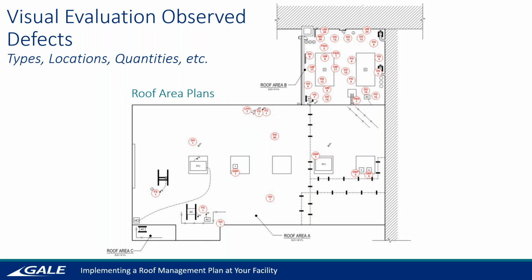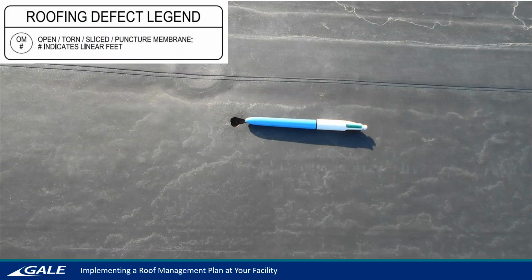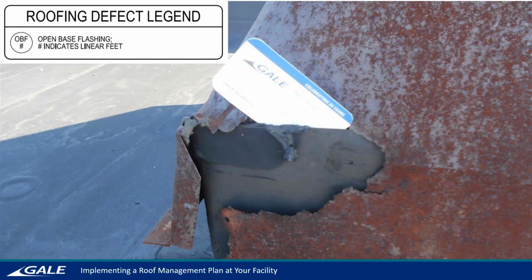So here's an example of that documentation. You have a roof plan area and each little bubble will indicate a defect. So let's look a little closer at that. Roof legend defect, here it is. OM, something as simple, you can make it up. OM, in this case, means open, torn, sliced, punctured membrane. The number indicates how many linear feet. Once you start inputting that, taking one step at a time, you'll be able to gather all the information and make a total summary of everything so that you can start putting your budget costs together.